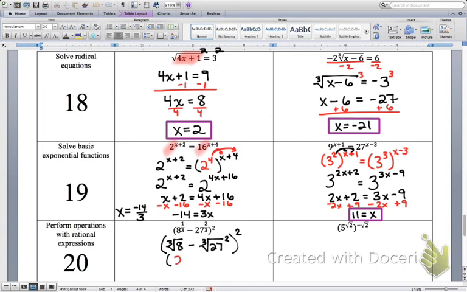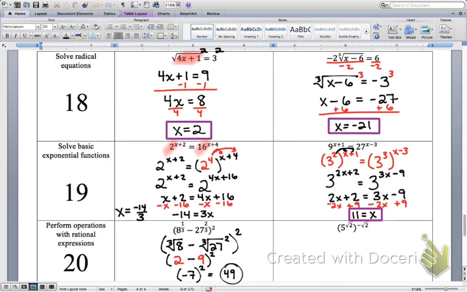So the cube root of 8, we know is 2. The cube root of 27 is 3, and 3 to the second power is 9. So I replace the cube root of 8 with 2, and the cube root of 27 squared with 9. Then I just need to follow order of operations. 2 minus 9 is negative 7, and negative 7 squared is positive 49.